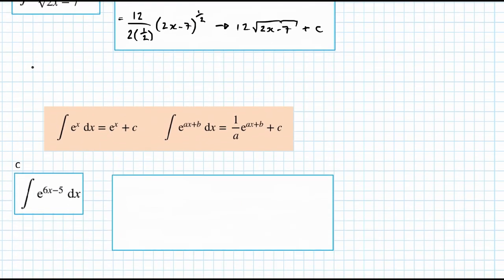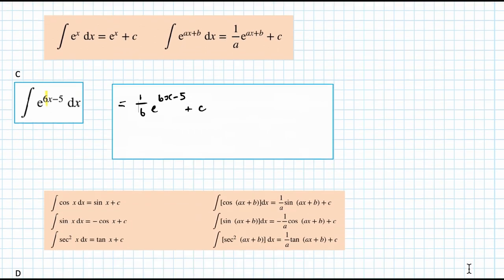Exponential functions are straightforward enough. It's a special case where the derivative and indeed the integral are the same. So just be wary of the one little thing there where you have e to the ax plus b. It'll be 1 over a, and that's the only real difference. So you can see here we differentiated 6x minus 5 and got 6, so that's 1 over 6.